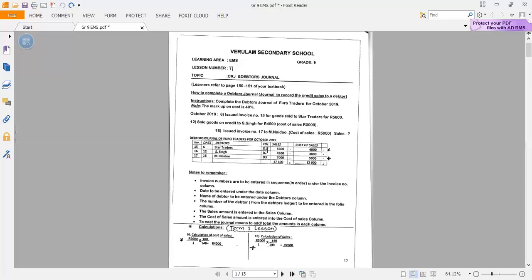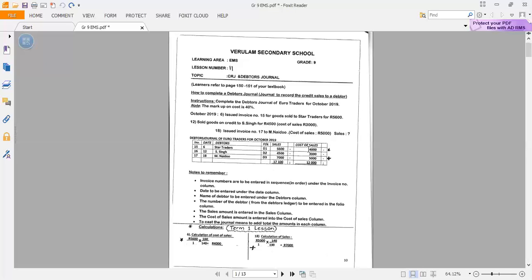I have indicated D1, that is debtor 1, for Star Traders. There are various other debtors like S. Singh and M. Naidu. So I have allocated a folio number to them. So we are going to enter the amount of 5,600 under the sales column.